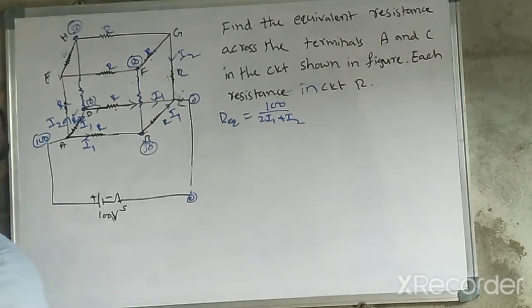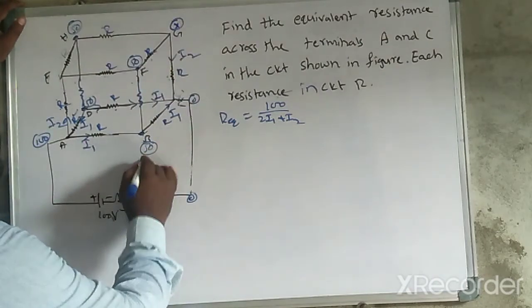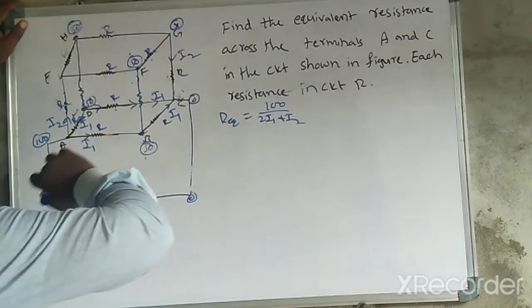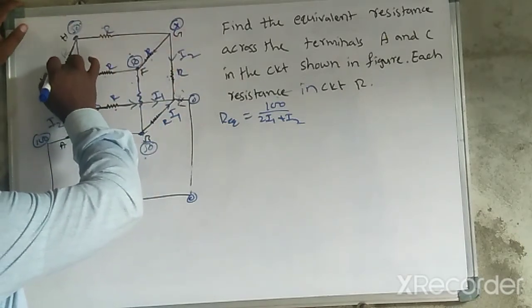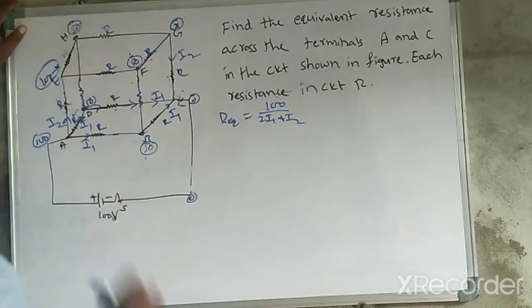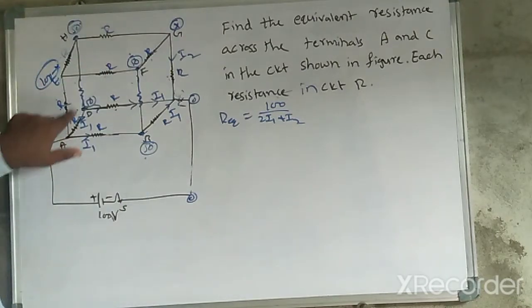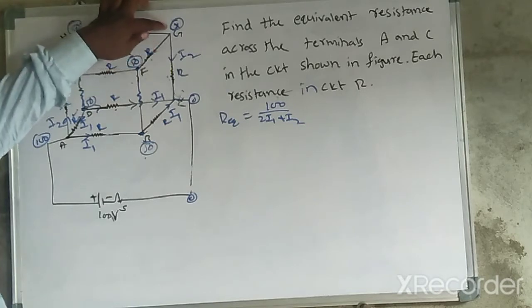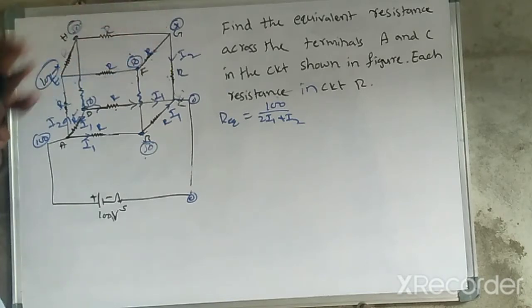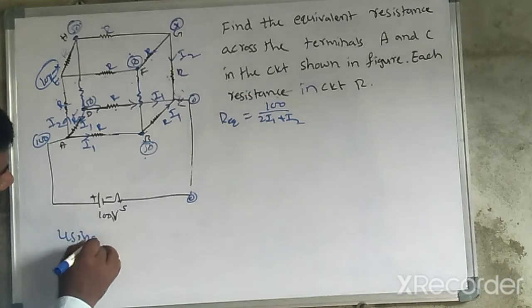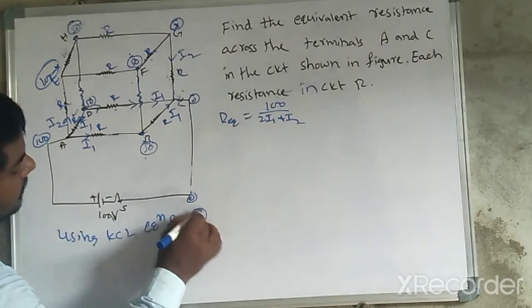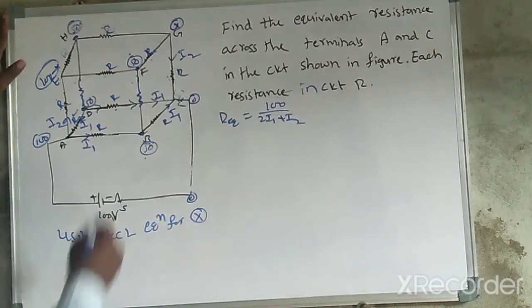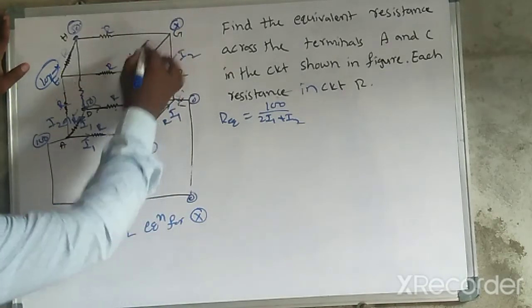So let us consider this point as X. Again this one is 50 only, this one also 50, this one also 50. If this is 50, then here the value is 100 minus X. So every potential value, this X value you may find first of all, using the KCL equation for X. So X minus 50 divided by R.